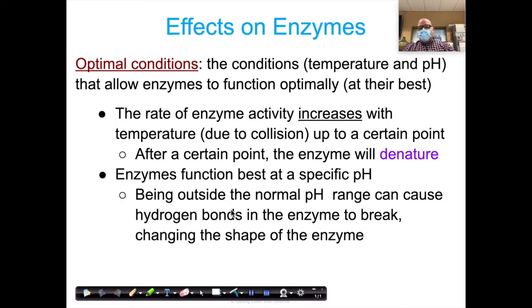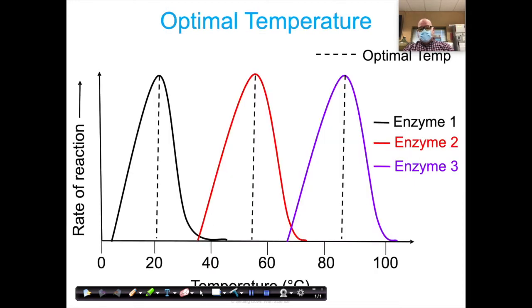So I'm going to show you a little graph that'll probably start becoming familiar to you. You should be able to interpret graphs like this. Got three different enzymes: the one with the black, the red, and the purple. These are temperatures, so temperature goes across the X axis, and rate of reaction, how fast things are going to happen, is on the Y. Things happen for this black one at a little bit above 20 degrees, for this red one at the mid 50s, and for this one here it looks like the high 80s.